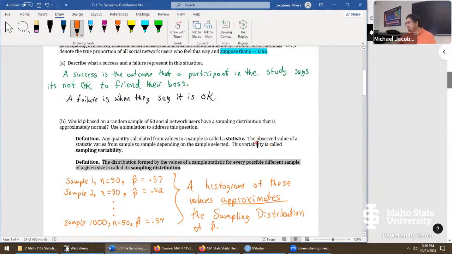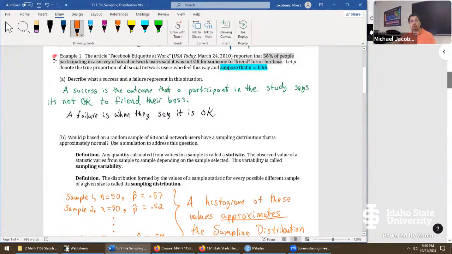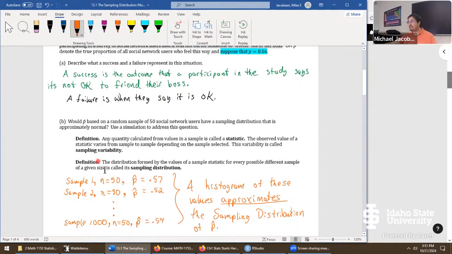Okay, so at the moment, it's as if there are two populations. There's a population you're interested in, social network users, and finding the outcome of whether they think it's okay or not to friend their boss. But once you do this study, there's population 2. The second population is all the potential values p hat could ever be for your given sample size, 50 in this problem. And the collection of all these is the sampling distribution.